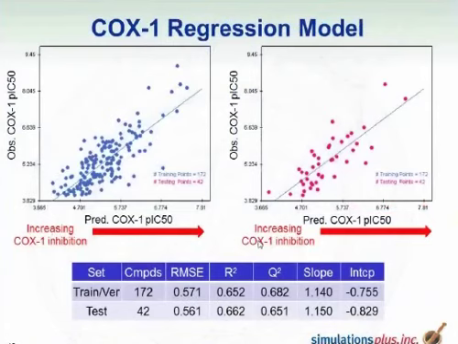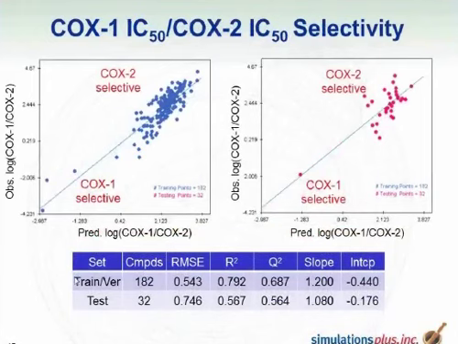This next slide shows the COX-1 regression model. Here we have a much more limited number of compounds to predict because remember the literature compounds were always trying to be COX-2 selective, so a lot of the COX-1 activity was greater than 10 micromolar. But again, we've been able to build a reasonably good model here. We also took the ratio of the log of the COX-1 to COX-2 activity and created a selectivity model, and the results are shown on this slide.